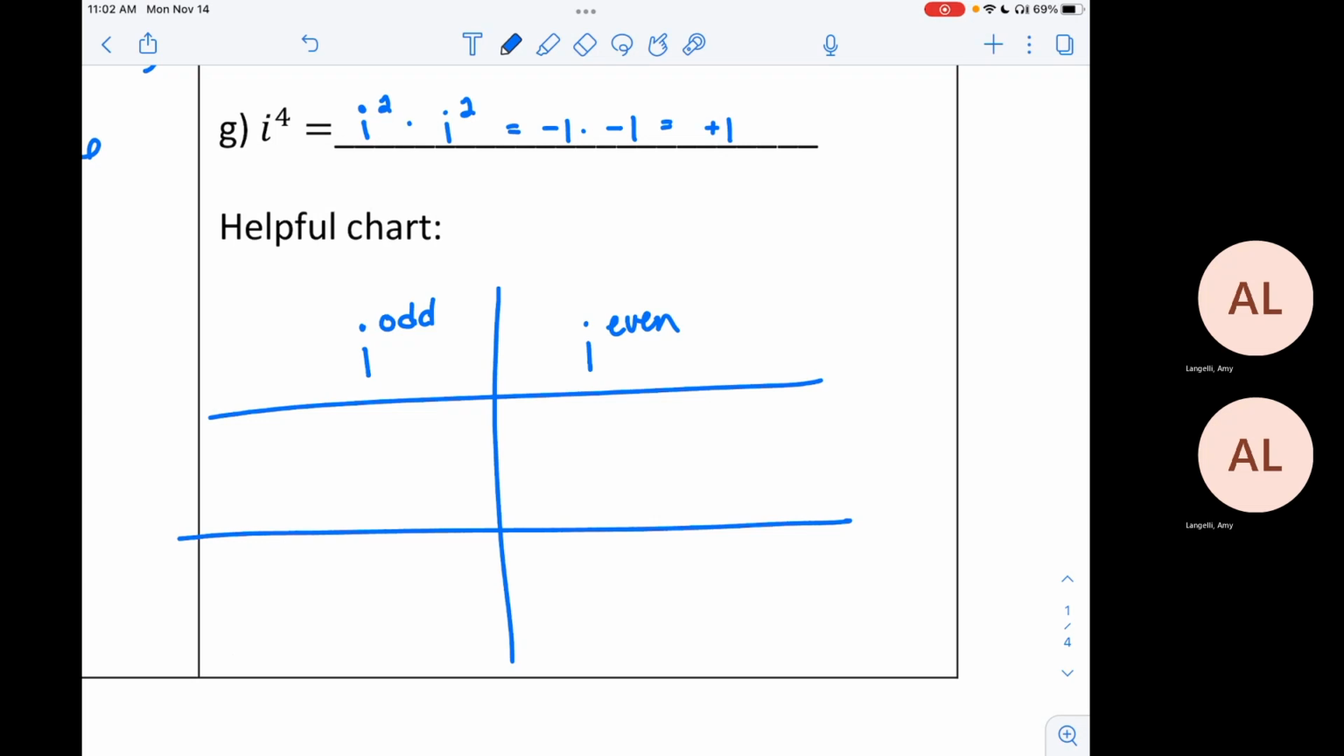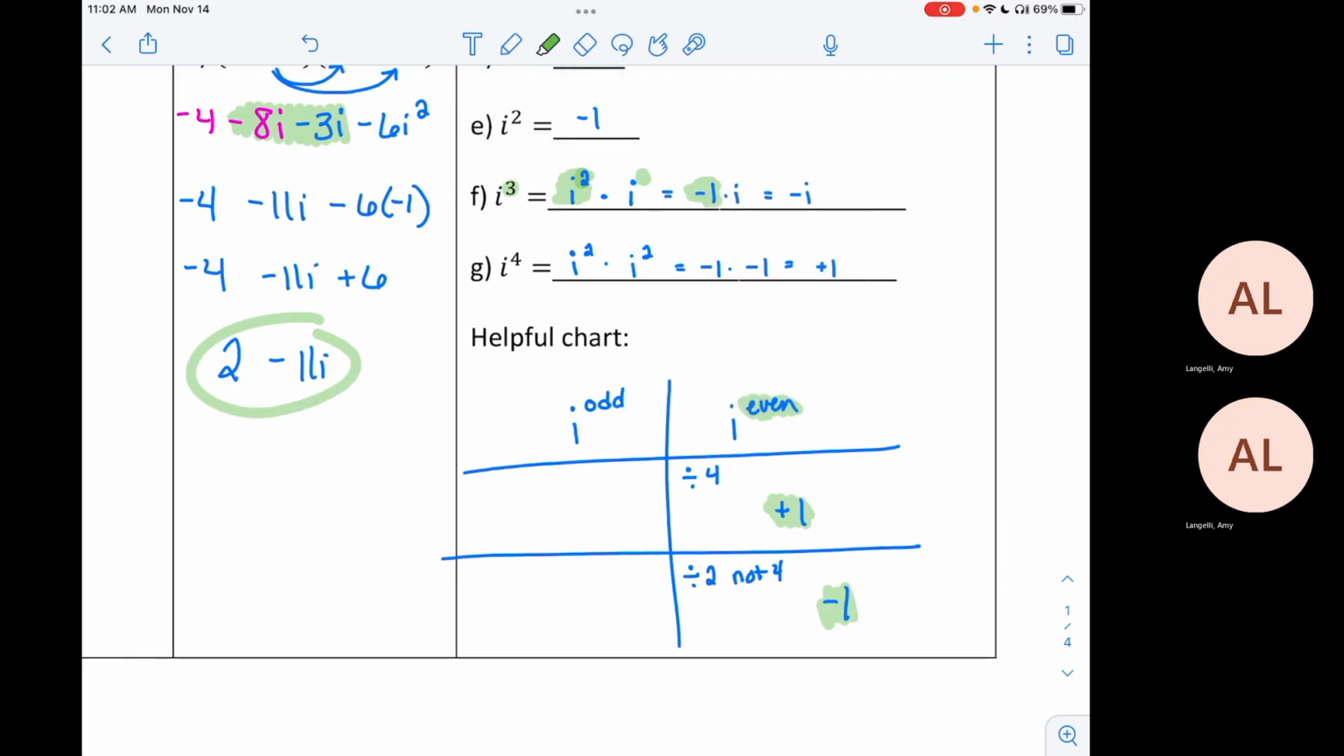If your even power divides by 4 with no remainder, then the answer will just be a +1. If your even power divides by 2 only, but not by 4, then your answer will be a -1. So even exponents will either be a positive or a -1. And you can see that represented up above. There's an even exponent being a negative 1. There's an even exponent being a positive 1. And the difference is if it divides by 4 or not.